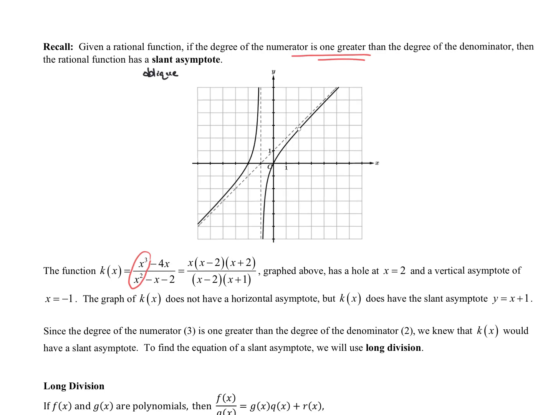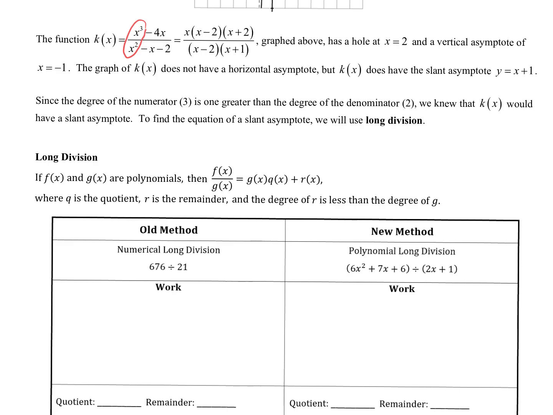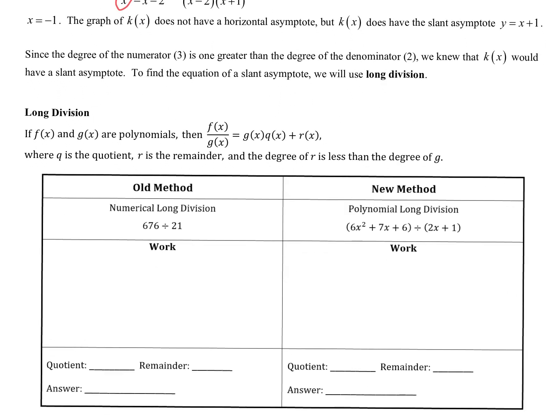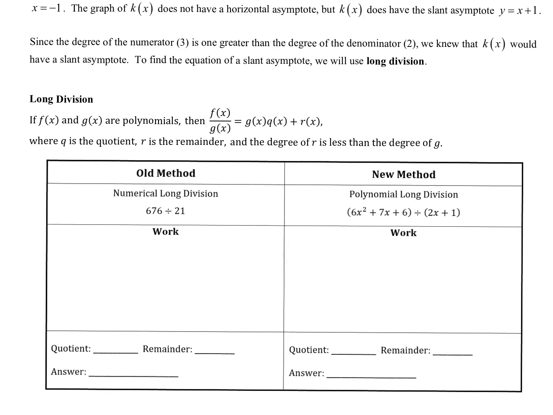All right? And so keep going. We're going to finish this up. Since the degree of the numerator 3 is 1 greater than the degree of the denominator 2, we knew that k of x would have a slant asymptote. To find the equation of the slant asymptote, we would use long division. All right, keep going. Long division.